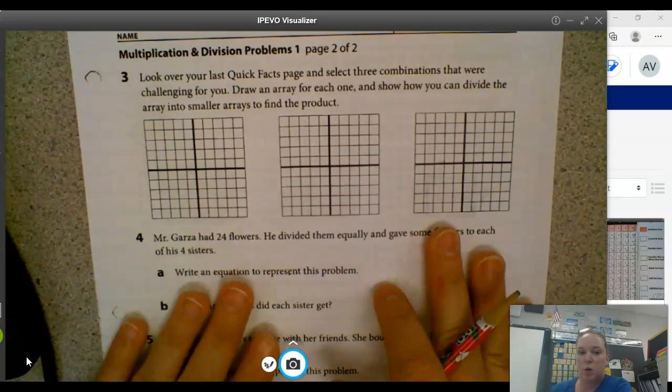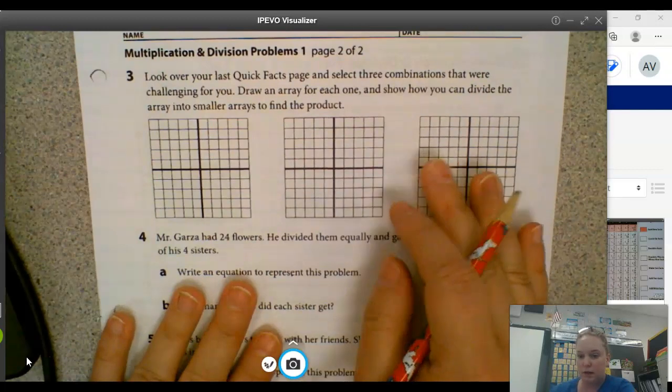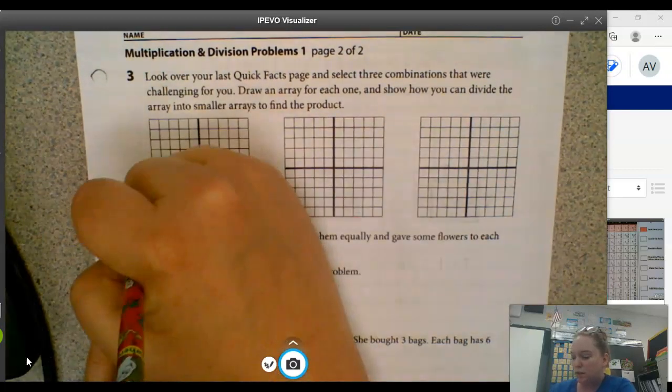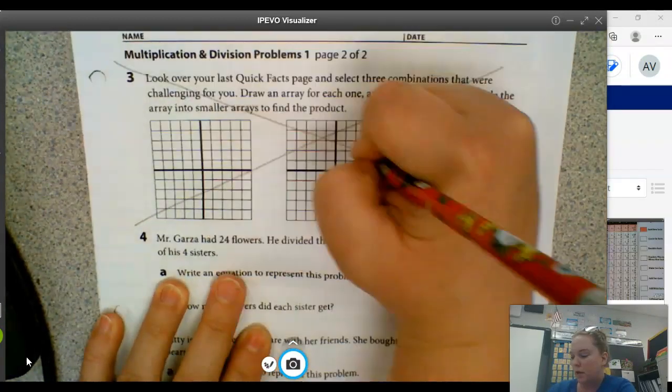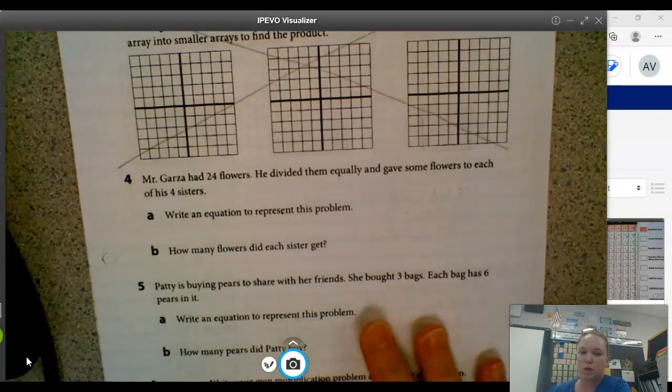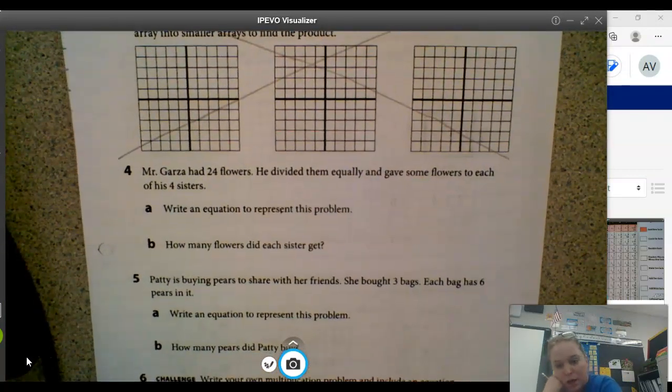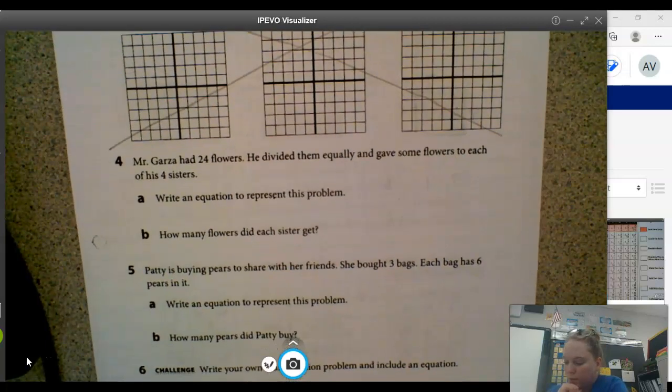Okay, folks at home, we did not do the quick facts at home. So you guys get to cross off number 3 for those students that are 100% virtual. Number 4, here we go. We got some word problems.